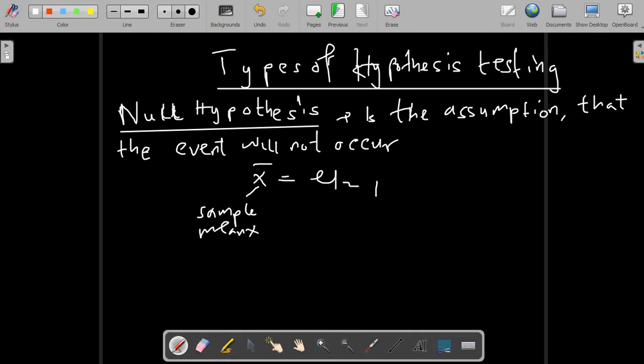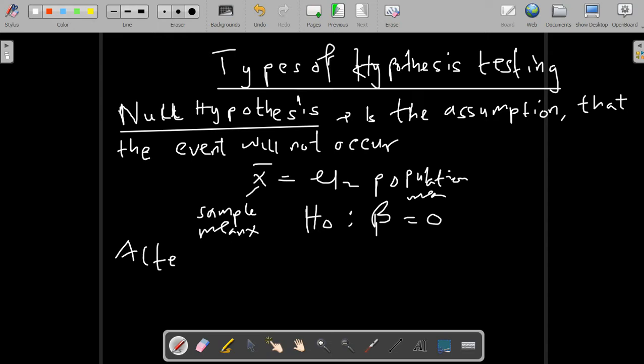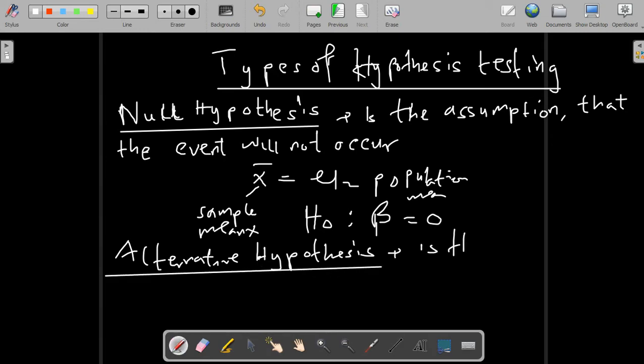It is given as H naught such that beta 1 is equal to 0. We also have the alternative hypothesis. This is the logical opposite of the null hypothesis, whereby sample mean is not equal to population mean, and H1 such that beta 1 is not equal to 0.